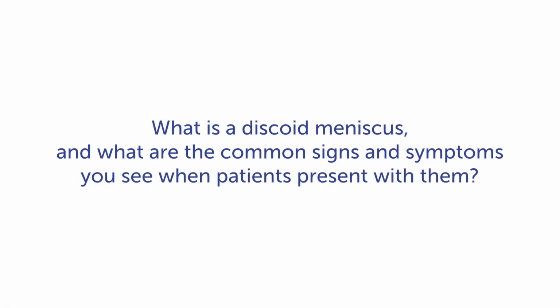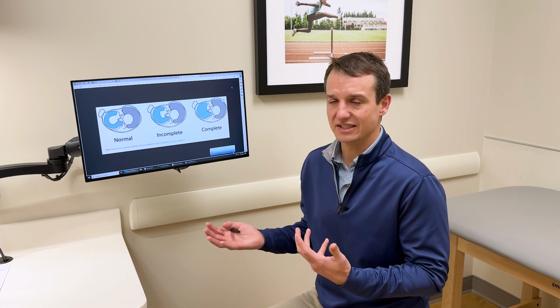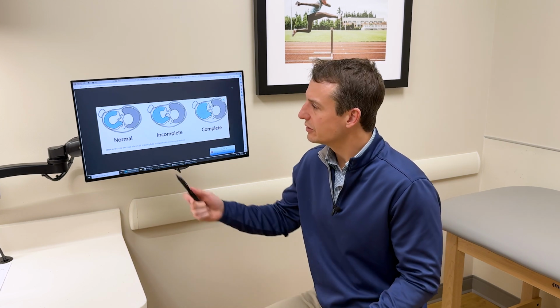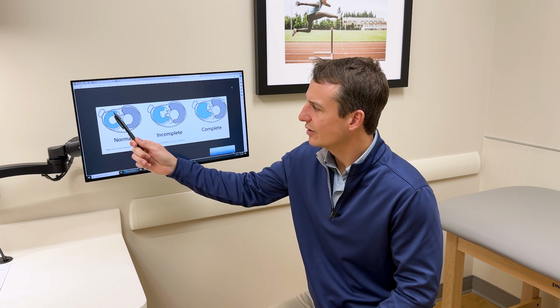What is a discoid meniscus, and what are the common signs and symptoms you see when patients present with them? Discoid meniscus is a relatively rare pathology in the general population. We see it up to 1 to 2% of the population. However, here at Scottish Rite, we see them all the time. And a discoid meniscus is basically a meniscus that didn't develop normally. Like we see here, normally the meniscus is shaped kind of like a C right here.